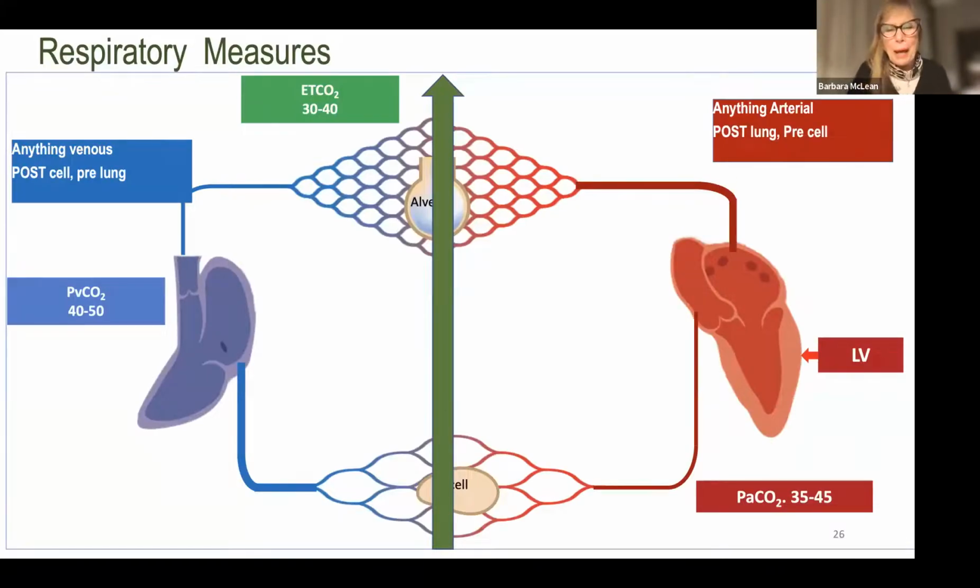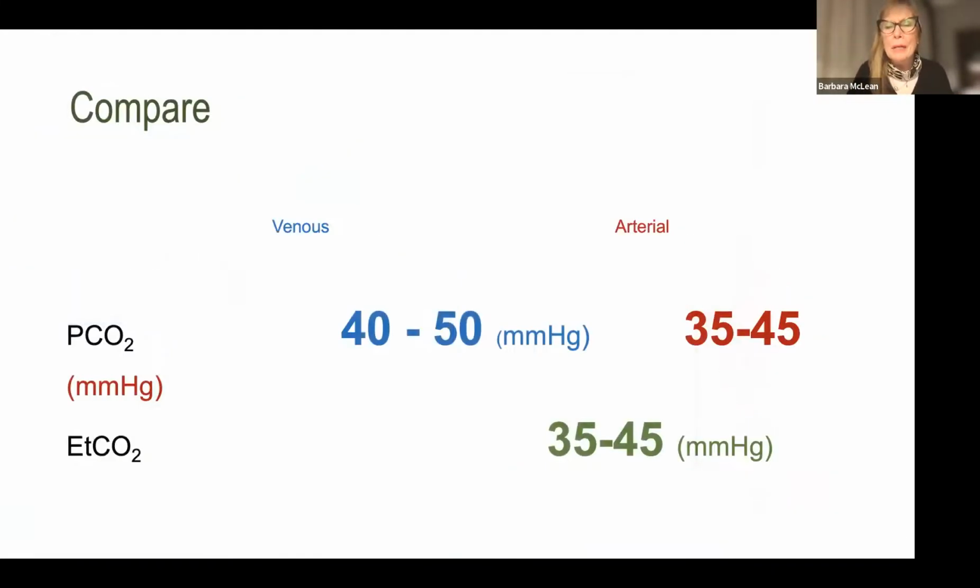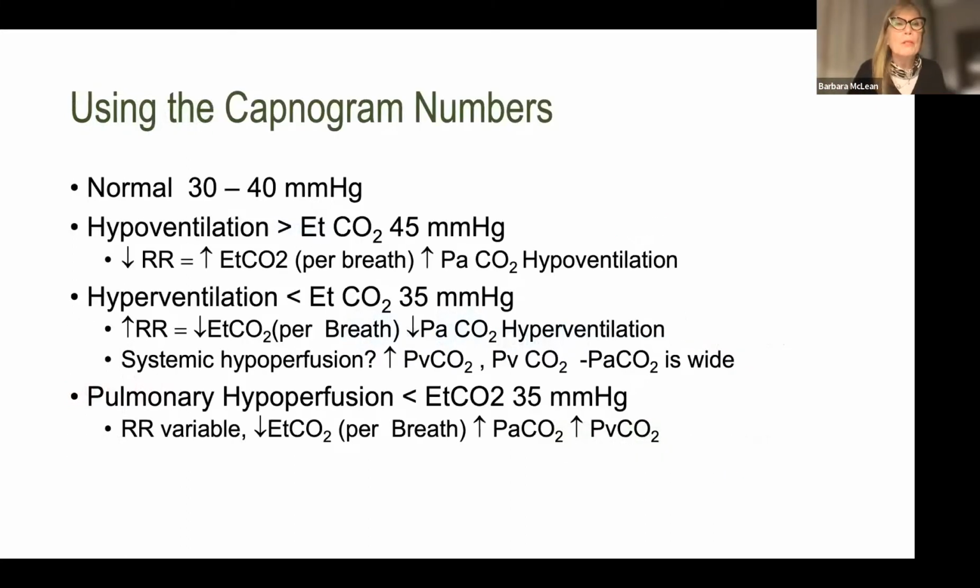It's pretty easy. Again, we use the green line to separate arterial from venous. And we remind ourselves venous is 40 to 50, arterial 35 to 45. Normal end-tidal, typically we say it should be around arterial, but 30 to 40 is acceptable. 35 to 45 is much more common for what we see. And we're now going to use the Kaplan-Graham numbers.